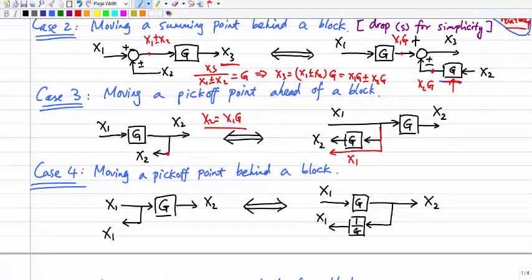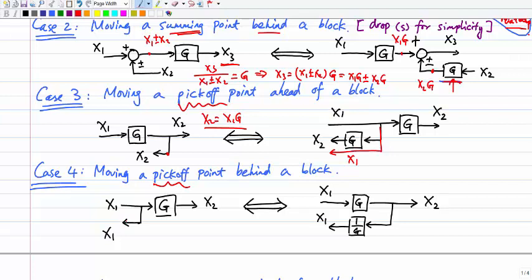The next one is moving a pickup point behind a block. Pickup point behind the block. This one was a summing point behind the block; this is a pickup point. Don't get confused about it. I want to emphasize here: this is the summing point moved behind, and this is the pickup point, moved ahead and behind, okay?